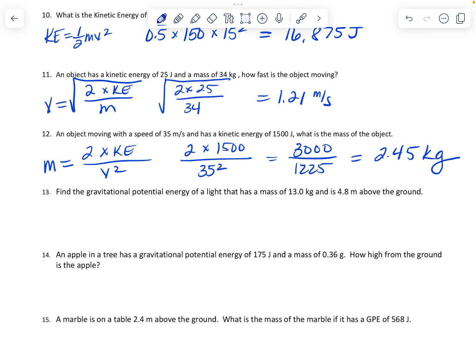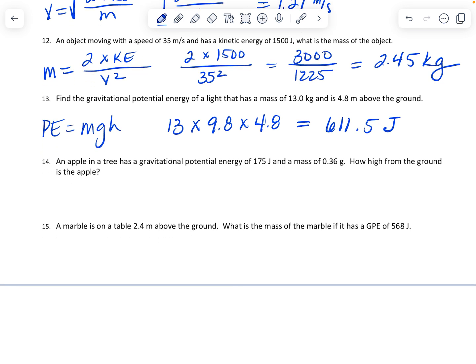Find the gravitational potential energy of a light that has a mass of 13 kilograms and is 4.8 meters above the ground. Potential energy, mass, gravity, height. So mass is 13 kilograms, gravity is 9.8. Height is 4.8, just basic multiplying, but make sure that you know what you're doing on your calculators.